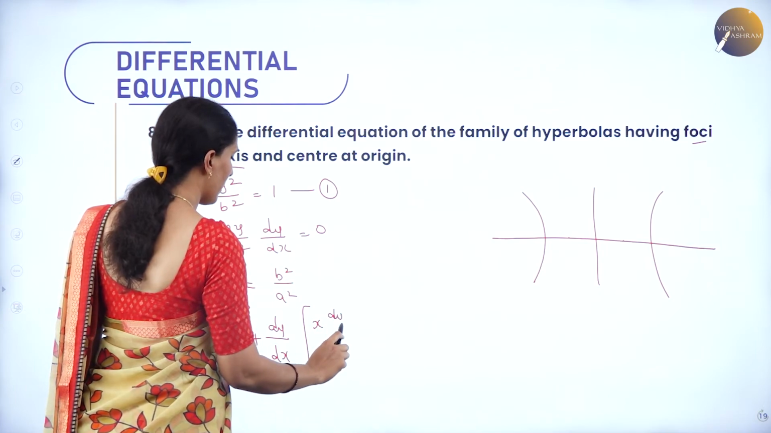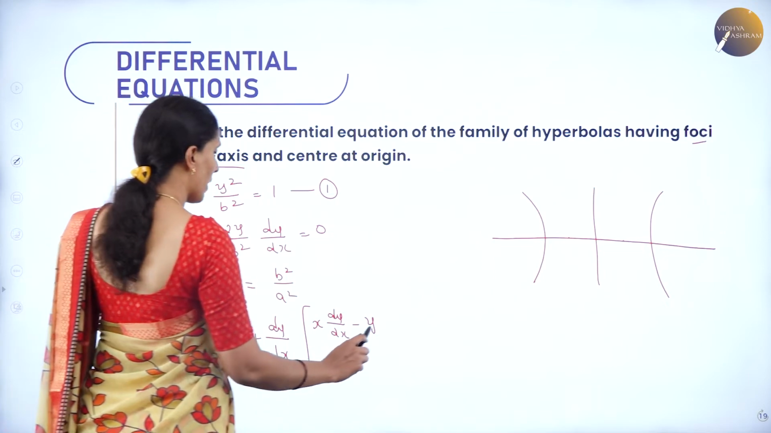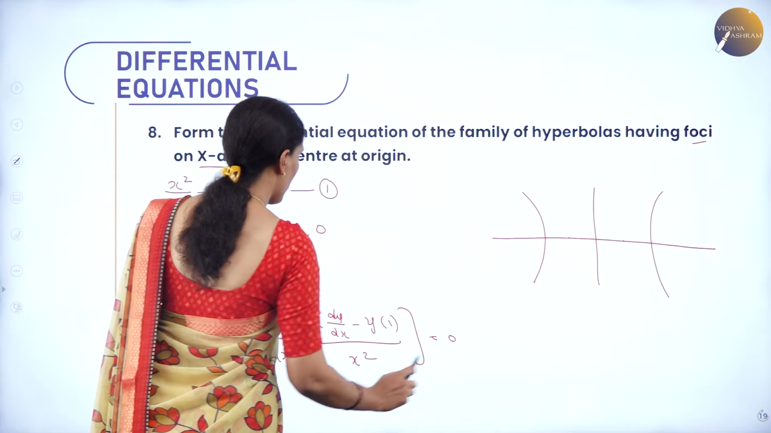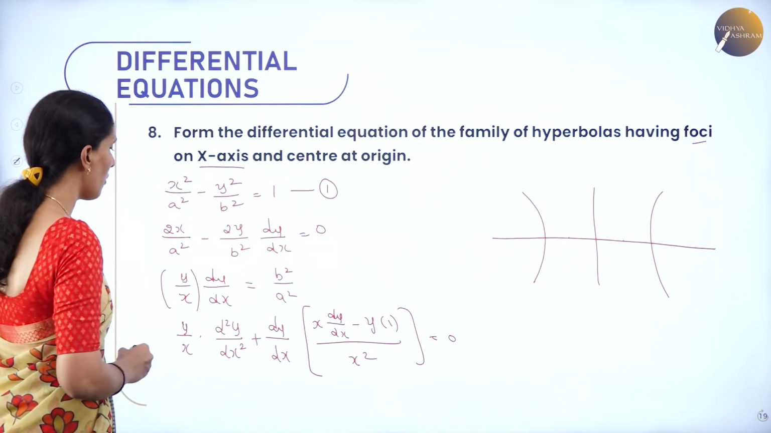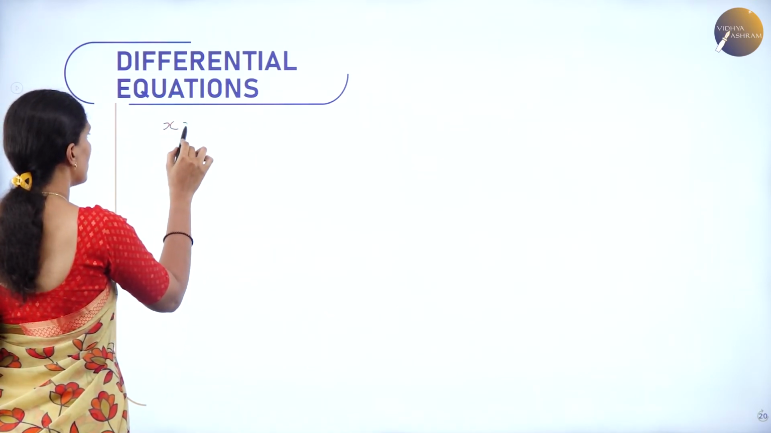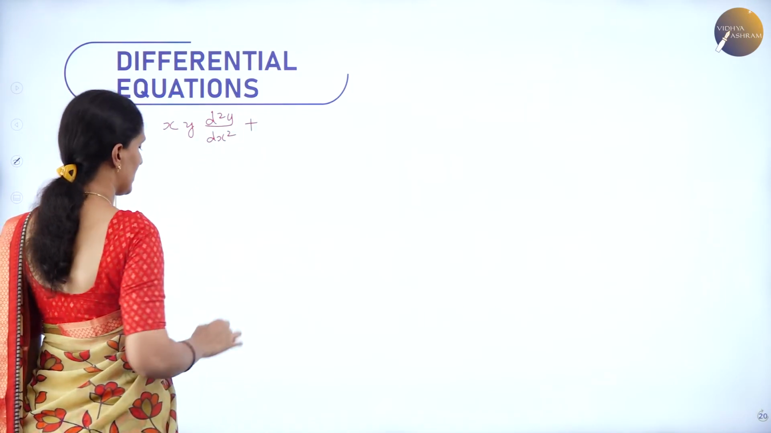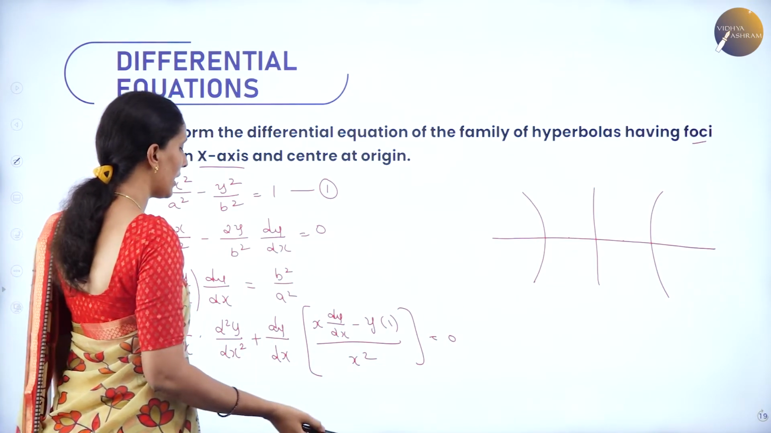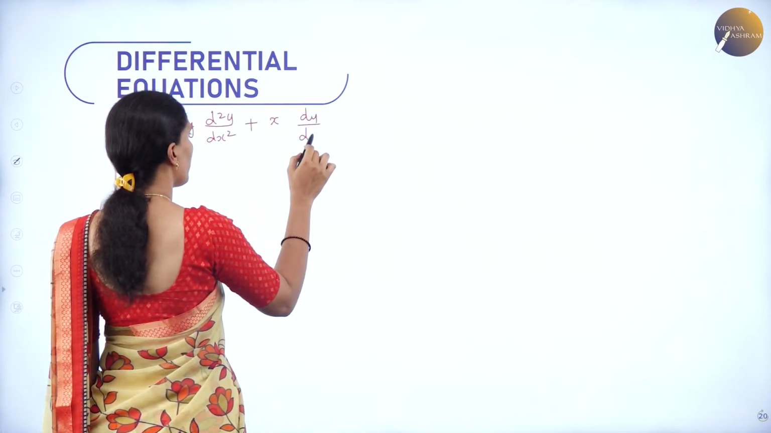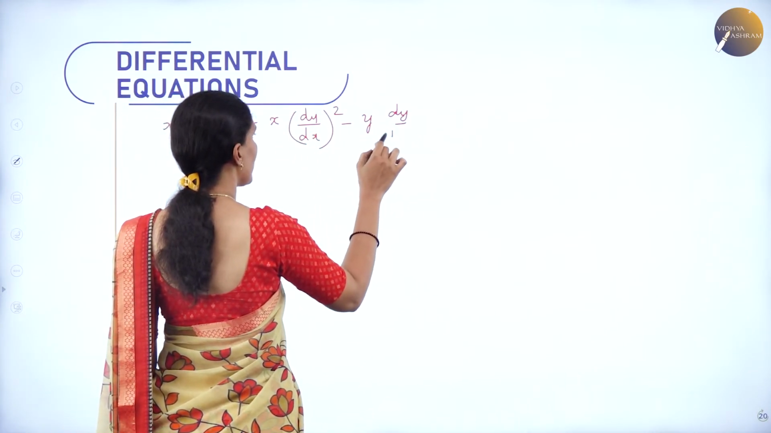So let me write dy by dx minus y, derivative of x is 1, whole divided by x square, is equal to, we have a constant here, so it is 0. Now multiplying x square to the equation, we get x y d square y by dx square plus, when you multiply x square, it gets cancelled, so x into dy by dx whole square minus y into dy by dx is equal to 0.